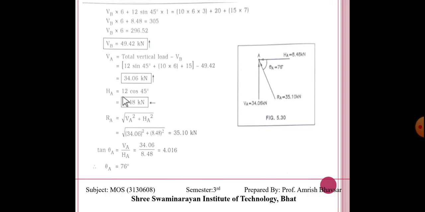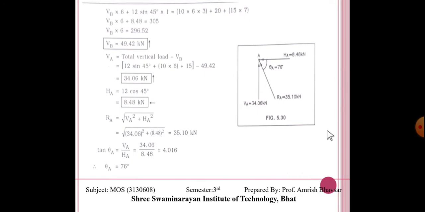Now HA is equal to 12 cos 45. So we will get HA is equal to 8.48. Now we have VA and HA, so we have to calculate the resultant reaction from that. So we will get the resultant reaction, that is 35.10 kilonewton. Now for the angle, tan theta A is equal to VA upon HA. So it is 34.06 upon 8.48. So we will get theta A is equal to 76 degree.